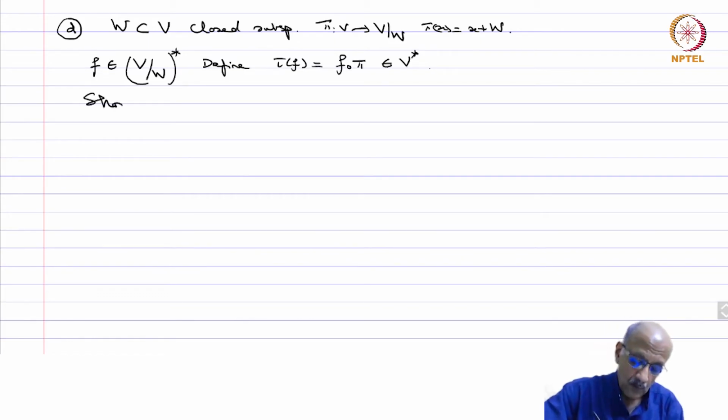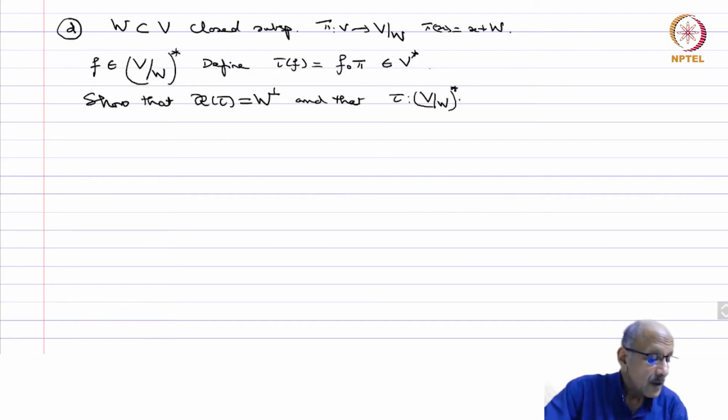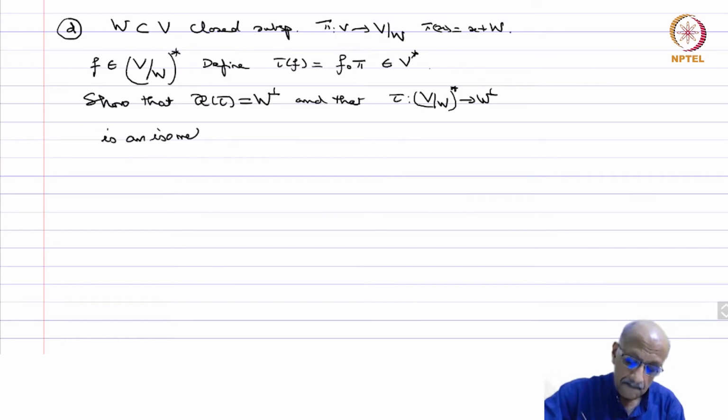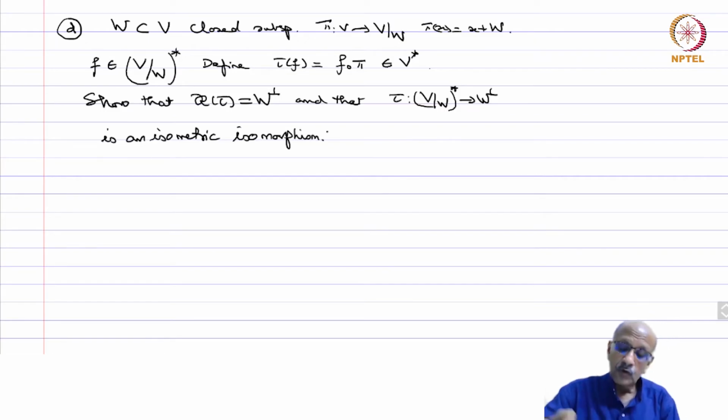Show that the range of tau is in fact W perp, and that tau from (V by W) star to W perp is an isometric isomorphism. So it is onto and an isometry, and therefore we have now the dual of the quotient space. It is very simple. It is nothing but the perpendicular of W. So that is a very beautiful characterization.